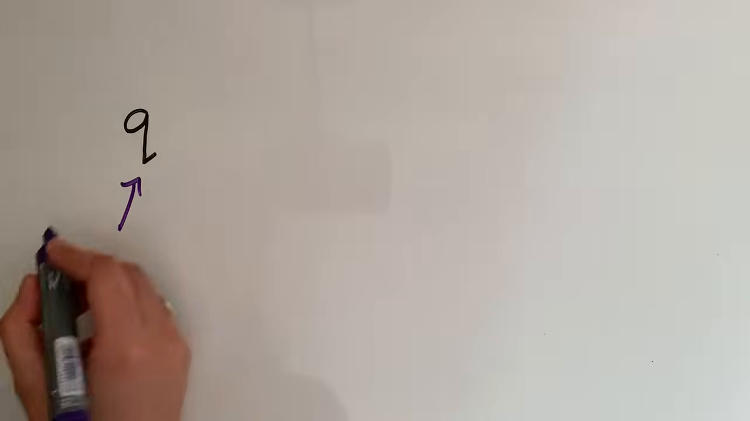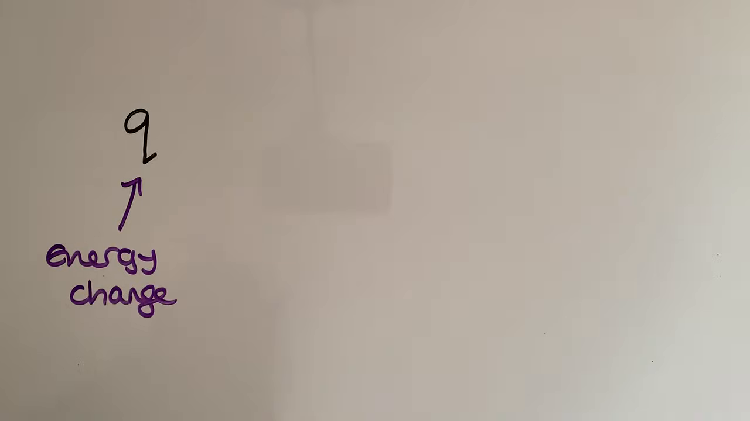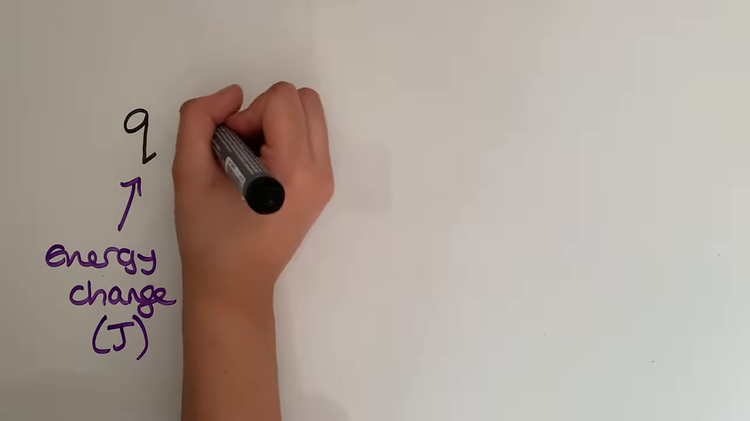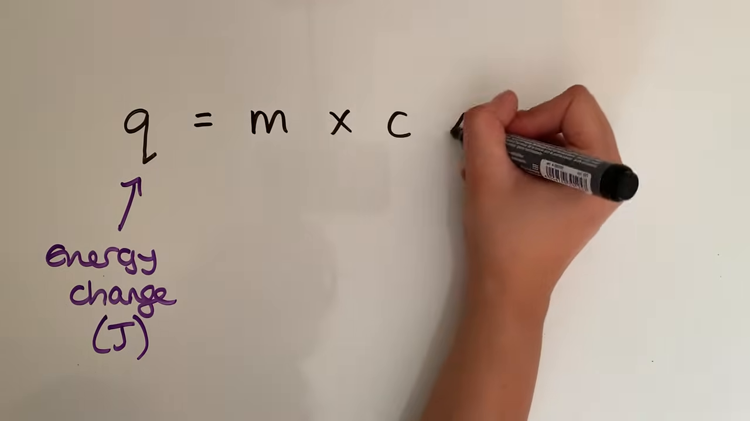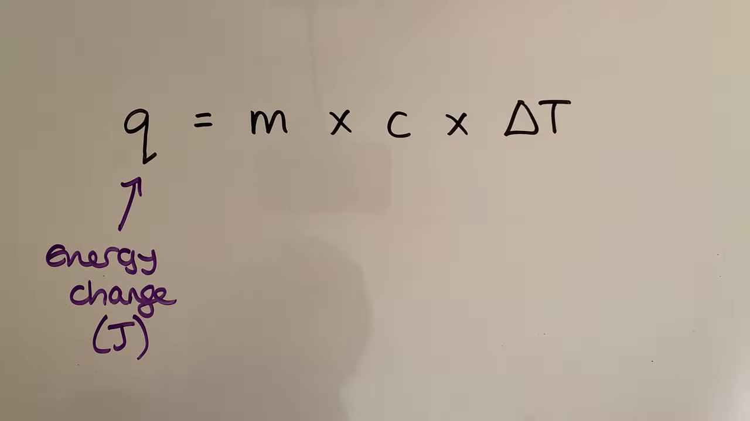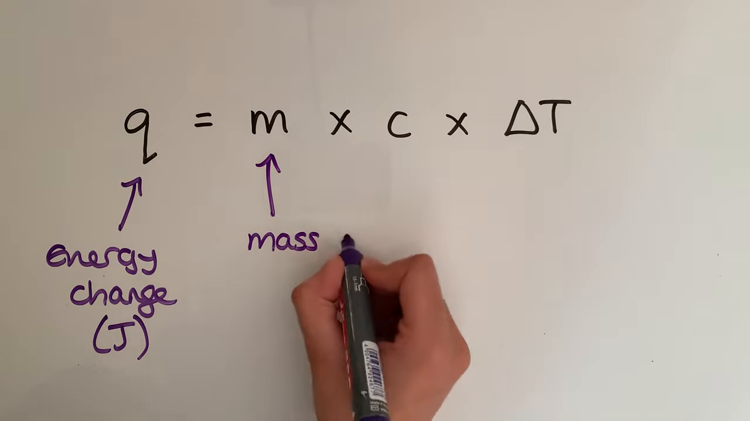So Q is our energy change. And energy, as we know, the units are going to be joules. So when we calculate our answer here, it is going to be in joules, which is notated with a capital J. The equation for calculating energy change is M times C times delta T. And you may have come across this equation at GCSE, you may not have. So running through each part of this equation, the M here is the mass of surroundings.